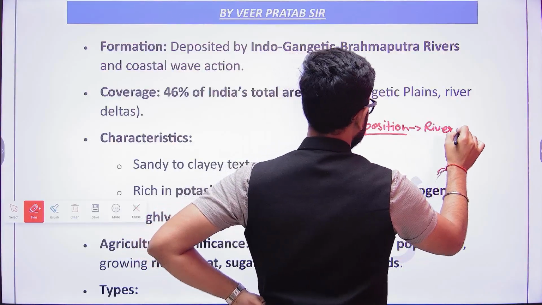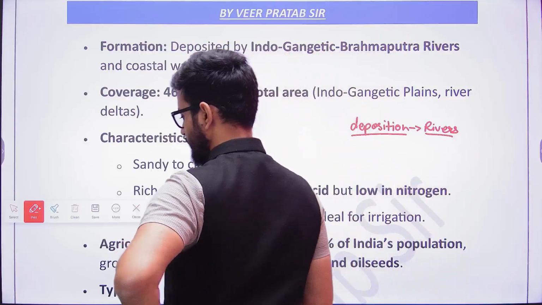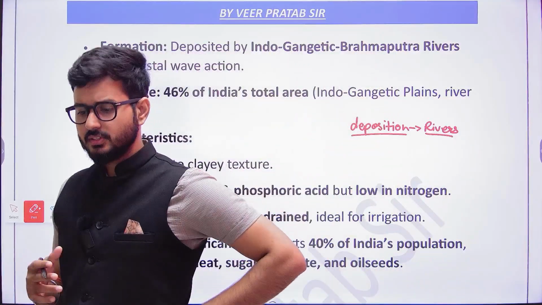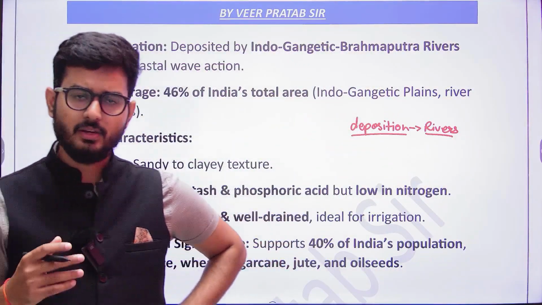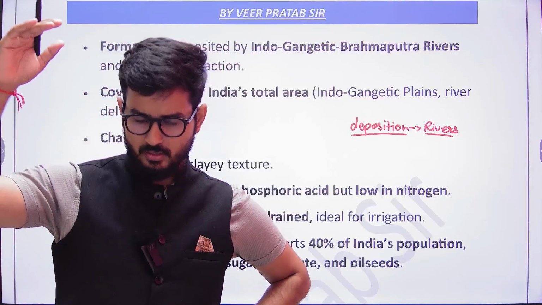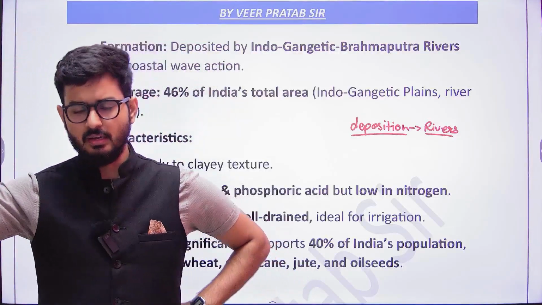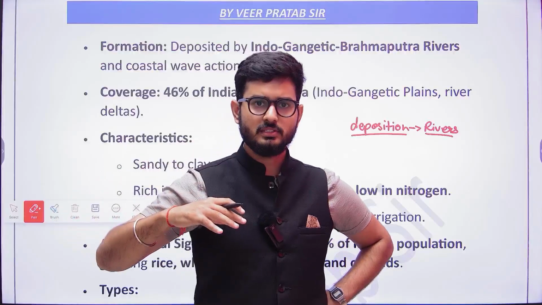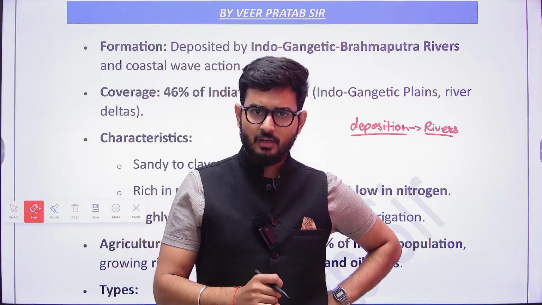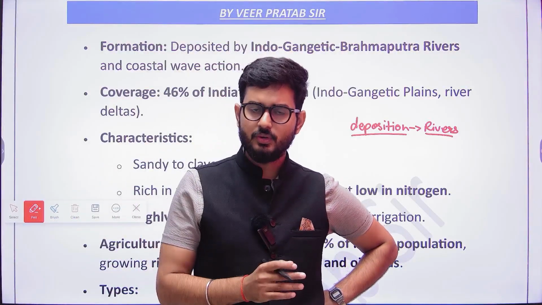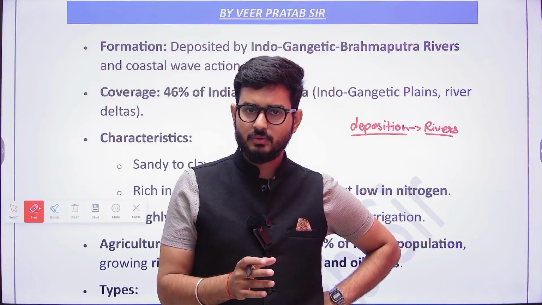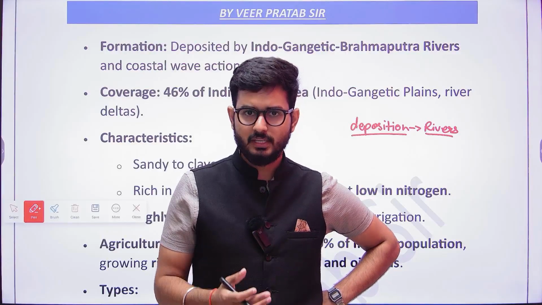Okay, so wherever there are rivers in the northern part of India, these Himalayan rivers are generally eroding material in the upper part of their course, and then they are depositing the finer sediments in the lower areas, and that is when these deposited materials become the alluvial soils.